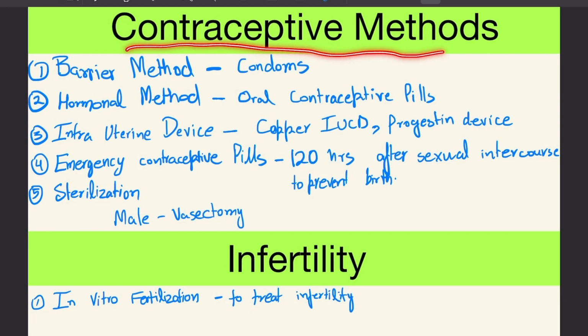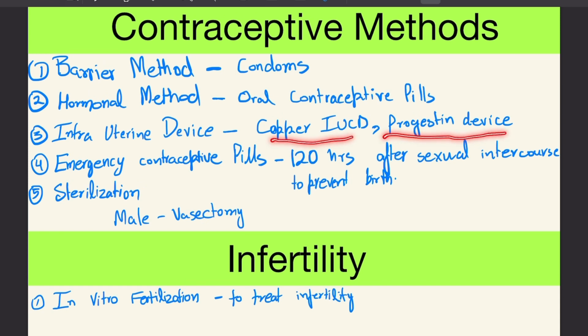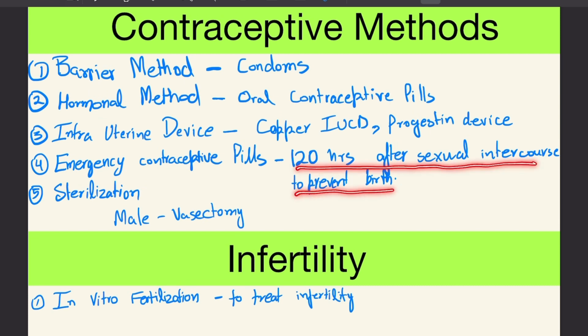Next, we talk about contraceptive methods. There are barrier methods that can be a condom, and hormonal methods that can be oral contraceptive pills. Intrauterine devices can be copper IUCD and progestin device. Emergency contraceptive pill is taken up to 120 hours after sexual intercourse to prevent pregnancy. Sterilization is male vasectomy. We will talk about them in detail later.